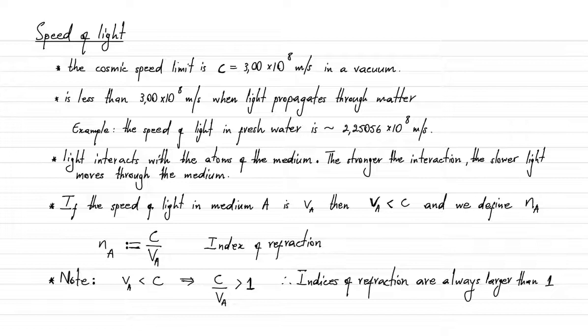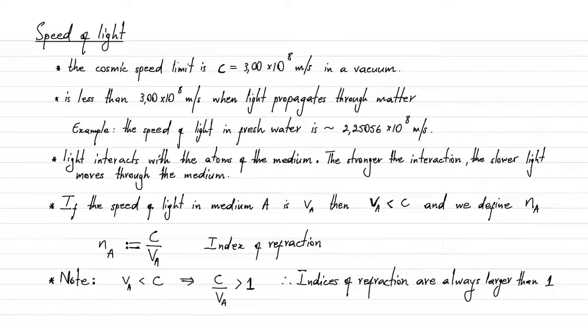Now, suppose the speed of light through some medium, I'm going to call it medium A. Suppose the speed of light in this medium is referred to as V sub A. Then we know that the speed of light in that medium will always be less than the speed of light in a vacuum. That is, V sub A will always be less than c. c is the standard symbol we use for the speed of light. If you might recall, E equals mc squared, that c squared is the speed of light.